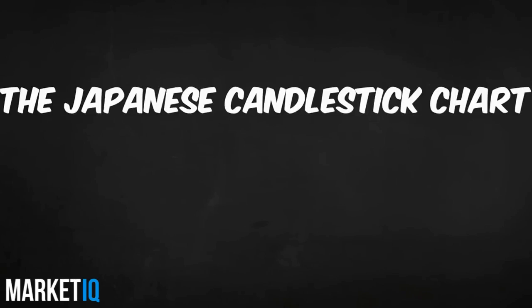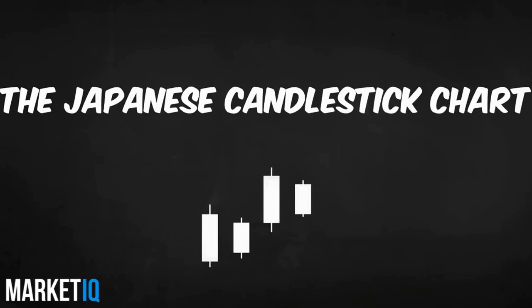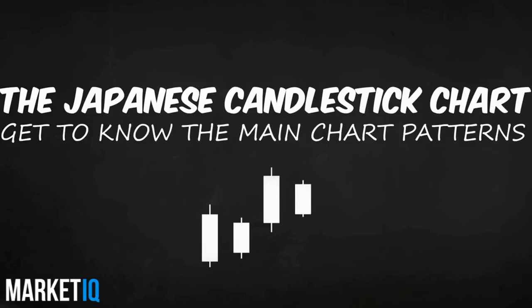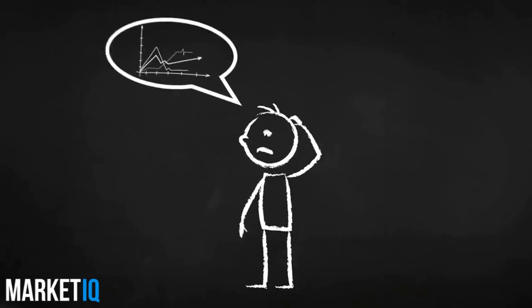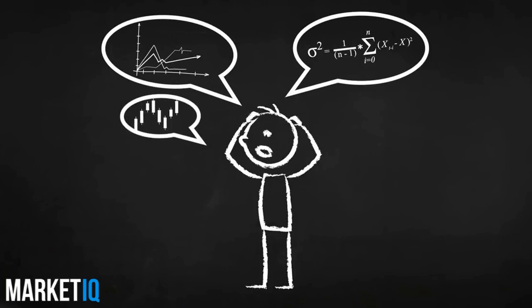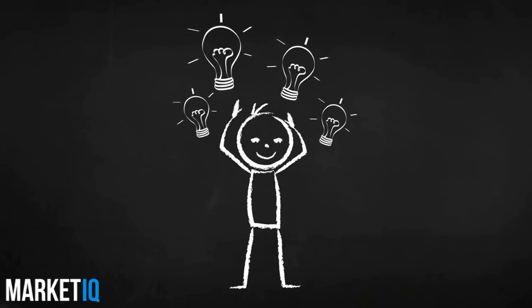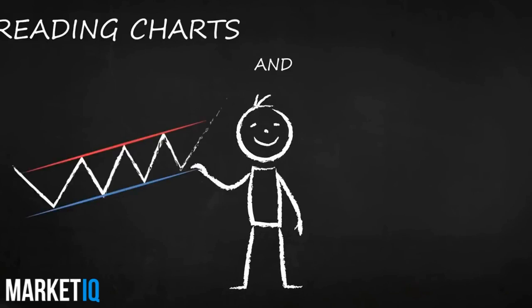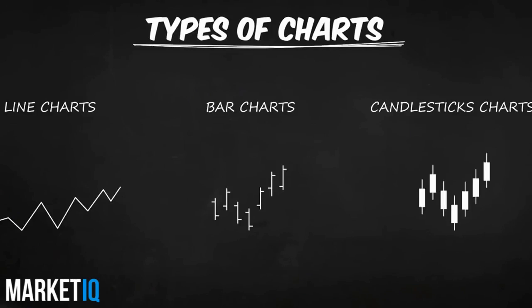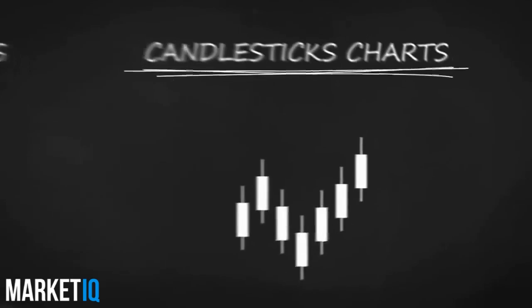The Japanese candlestick chart. Get to know the main chart patterns. You probably think that financial analysis is complicated, but it actually comes down to two simple things: reading charts and reading news. There are many types of charts, but Japanese candlestick, or simply candlestick, are the most popular ones.